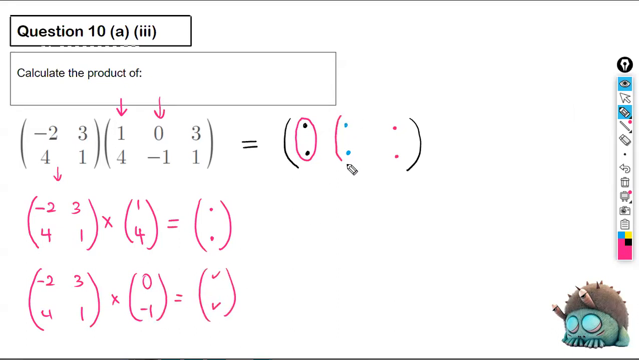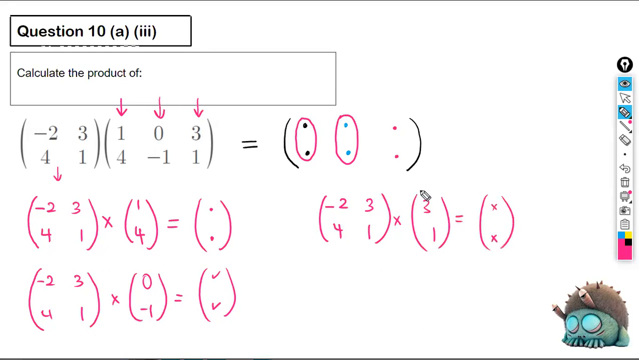That will be these two guys. And then I think you all catch on by now. You're going to take the same matrix and multiply by the last column, which is 3, 1. And you're going to get two more answers. That's going to be these two answers here. All right, so good luck. Get all 6 answers and you'll compare them to mine.